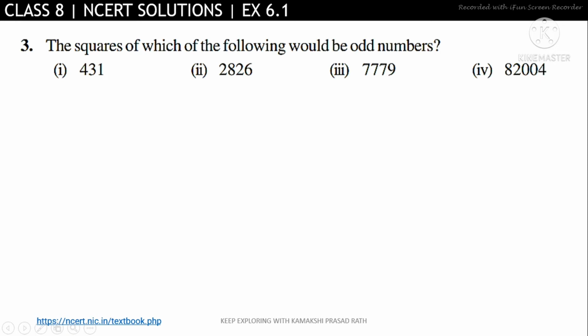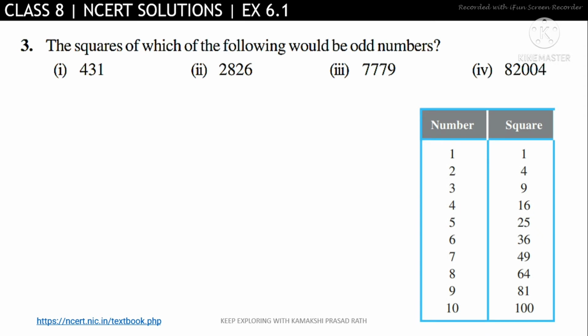Next, the squares of which of the following would be odd numbers? So here again the same thing. Whenever we find the square of odd numbers, we'll take the odd numbers 1, 3, 5, 7 and 9. Square of 1 is 1, that is odd. Square of 3 is 9, that is odd. Square of 5 is 25, it's an odd number. Square of 7 is 49, it's an odd number. And square of 9 is 81, which is also an odd number. So here we get a note that the square of every odd number is also an odd number.